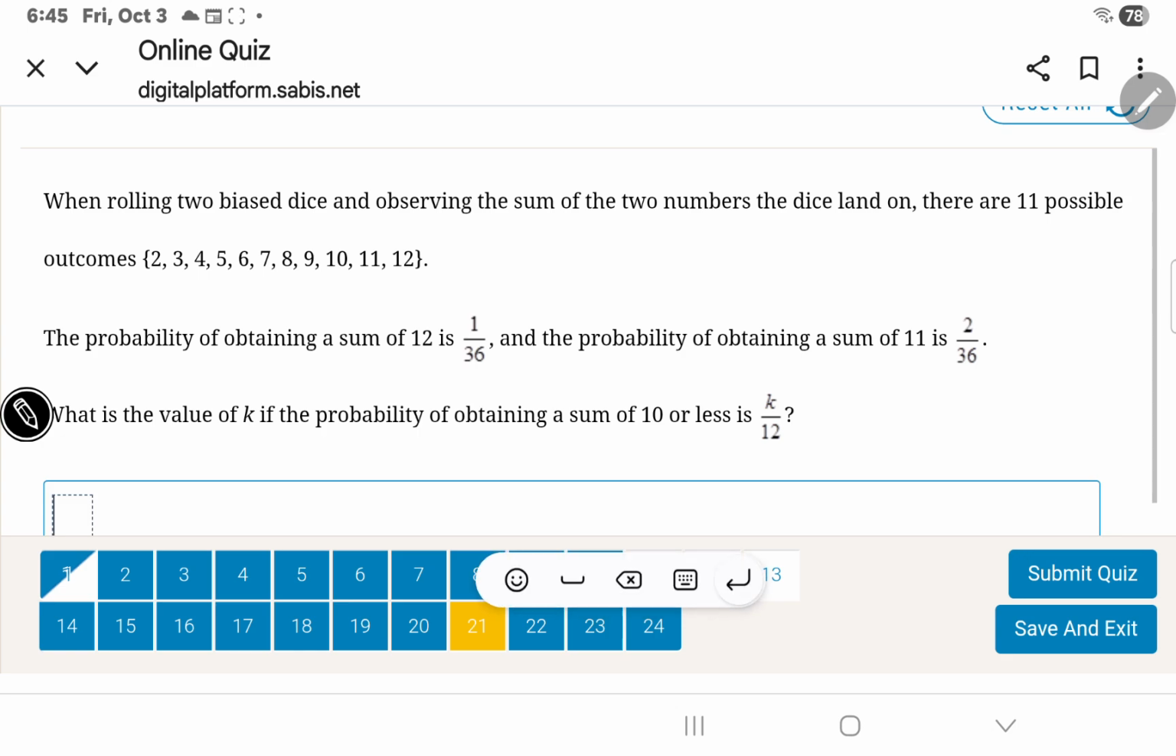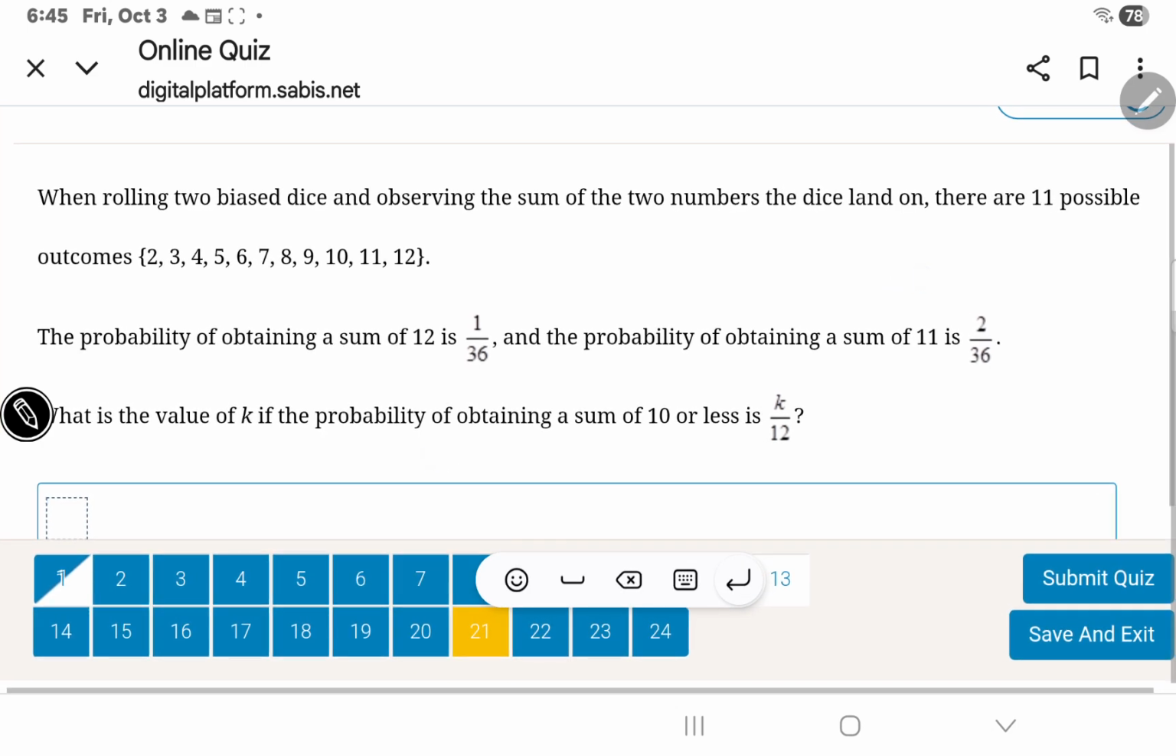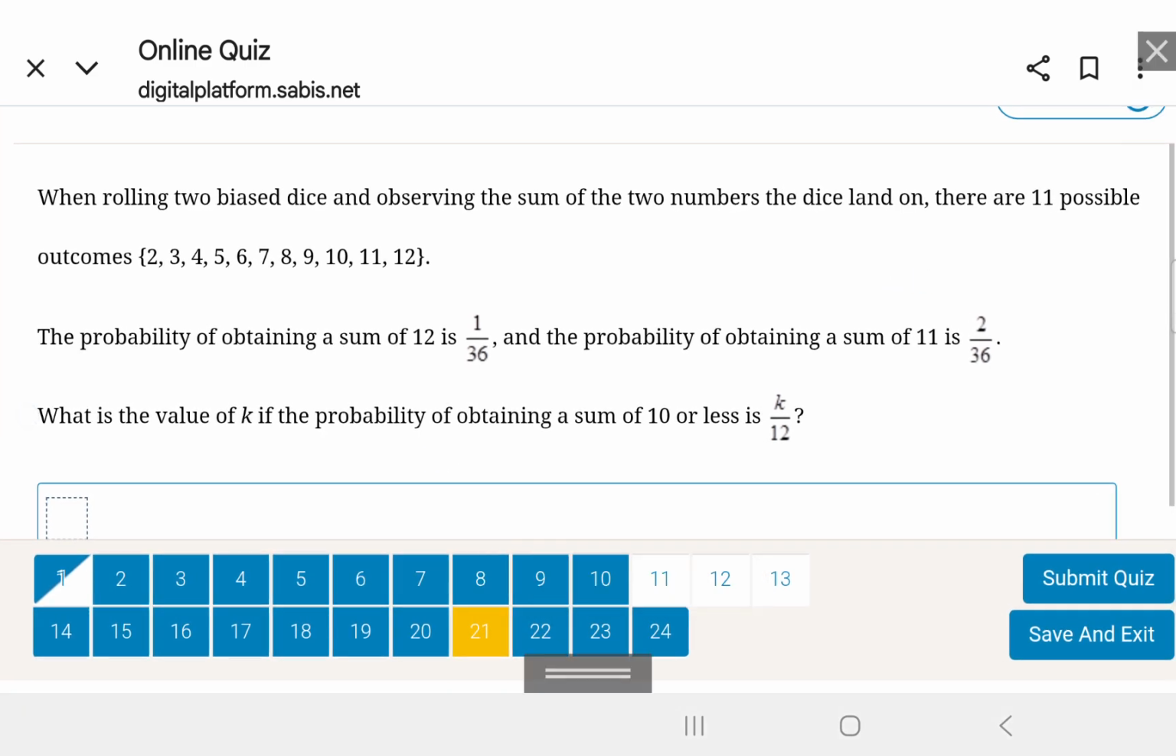Number 21, here you have: when rolling 2 biased dice and observing the sum of the 2 numbers the dice land on, there are 11 possible outcomes from 2 to 12. The probability of obtaining a sum of 12 is 1 over 36. Probability of obtaining a sum of 11 is 2 over 36. What's the value of k if the probability of obtaining a sum of 10 or less is k over 12?